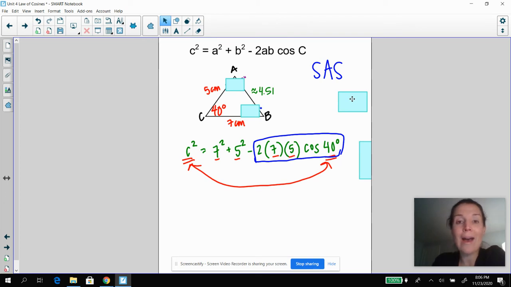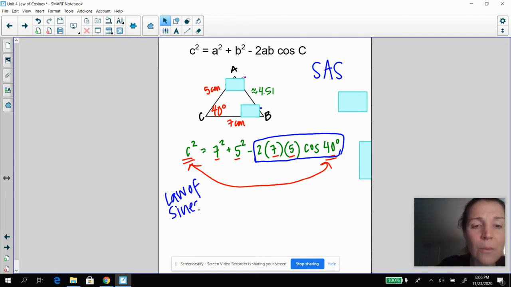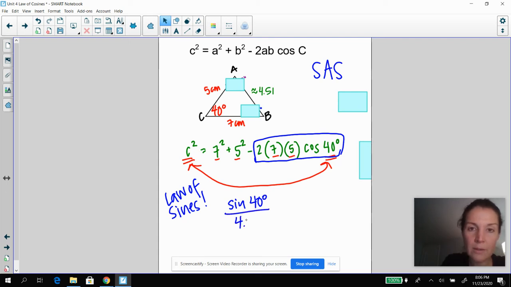You now have a ratio, so you can now use the law of sines. Amazing! We now can use the law of sines, which we love, and it's so easy and wonderful. So I would start off with the sine of 40 degrees over 4.51. It's not ideal, right? We're rounding here, but that's okay. And that's going to equal.